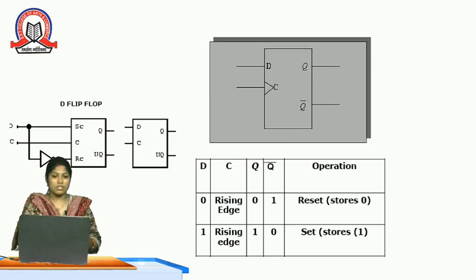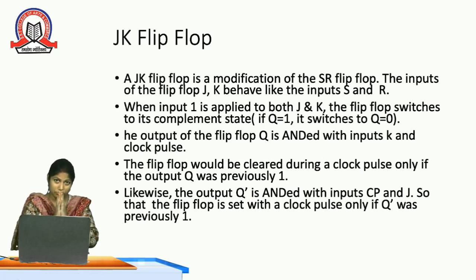Coming to the next, which is very important, JK flip flop. What happens in JK flip flop? It is a pure modification of SR flip flop. SR stands for set and reset. But as we have discussed in the truth table, for the clock pulse, when S equals 1, R equals 1, there is no proper state. It is called an unstable state. So that unstable state will be avoided in JK flip flop.